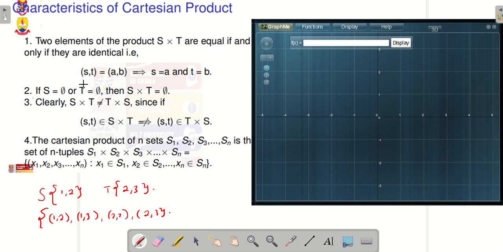Now you realize that each of these products is unique, because if I want to plot (1, 2) on the Cartesian plane, (1, 2) will be this.